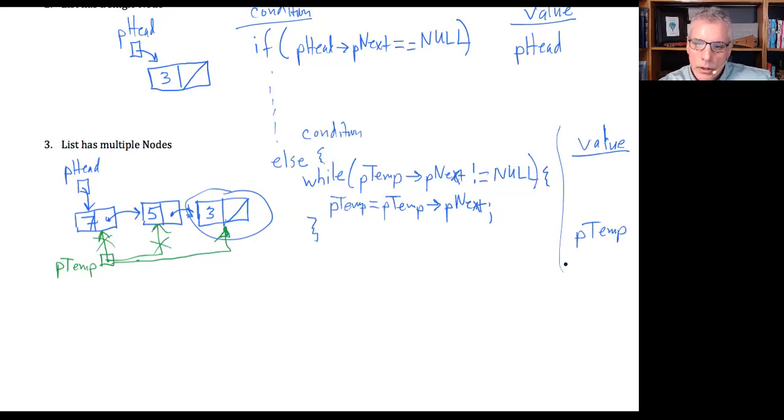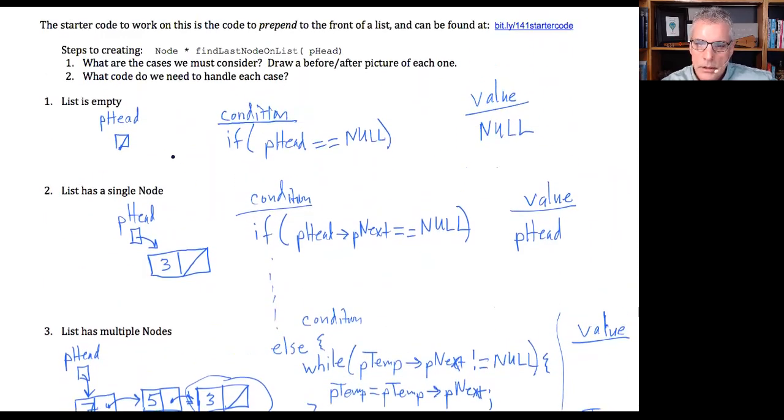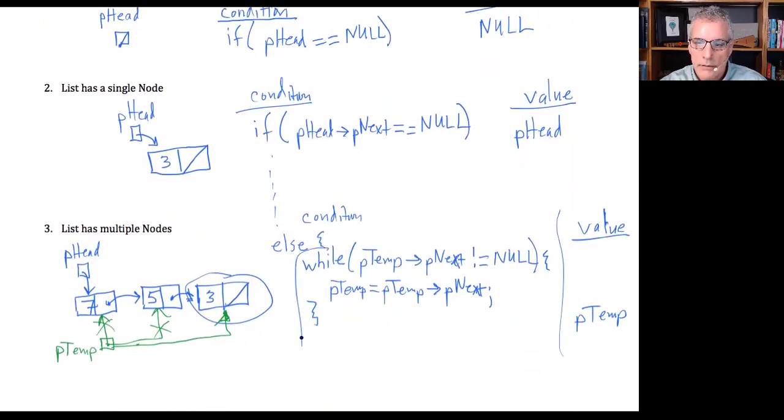So now we're going to take these conditions and try to write this code. We have three conditions. If the list is empty, and this is how we check to see if it's empty, then we return null. If the list is not empty, so if there's a single node, then we return p head. Else, we need to iterate through the list. So while there's a next node, we advance to the next node until we get to the last node. In this case, we return p temp.